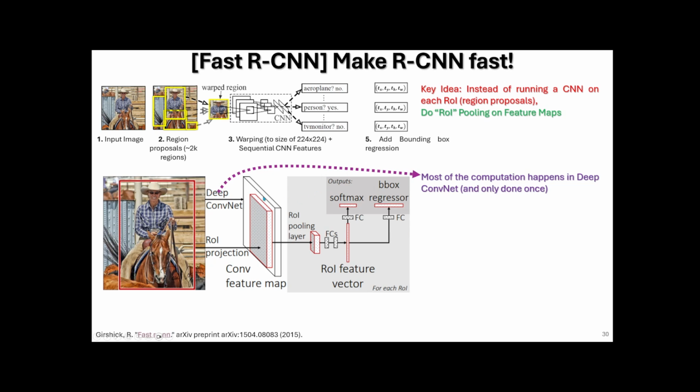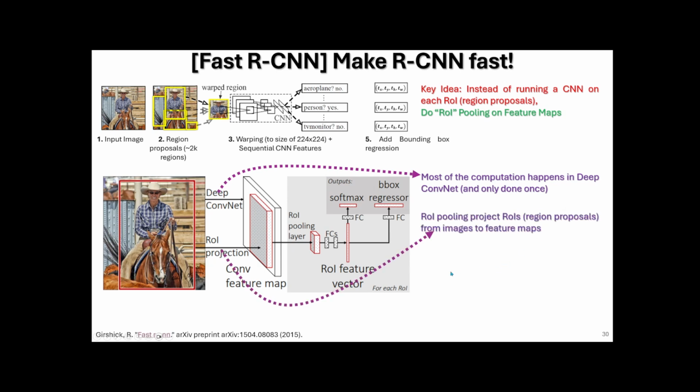So the deep convolution is used only once. In the previous case, it was used n number of times if n is your number of proposals or number of regions, right? But here we are avoiding that. This one neural network takes in the input image and produces the features, and you project the proposals onto the feature maps. So that's the idea.